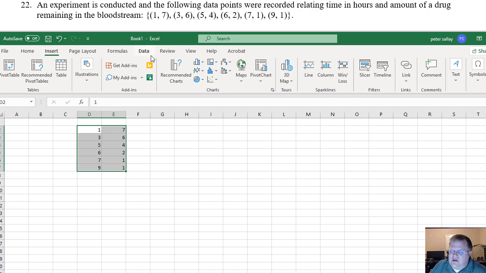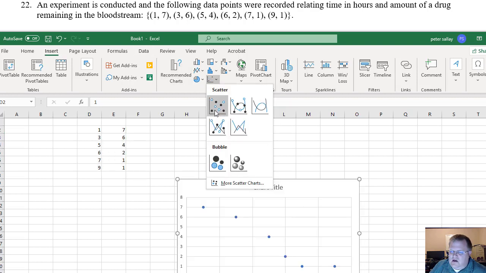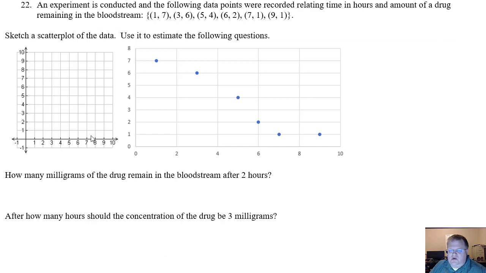If we go to Insert and choose what looks like a scatter plot, we can generate that image right there. That's a quick snap. You can honestly just plot points, but that will also get the message across. Once we've got a picture drawn, we can use that to answer questions. How many milligrams remain after 2 hours? If I go down here and go up, I can see a straight line-ish around there, and it looks like it's about 6.5.